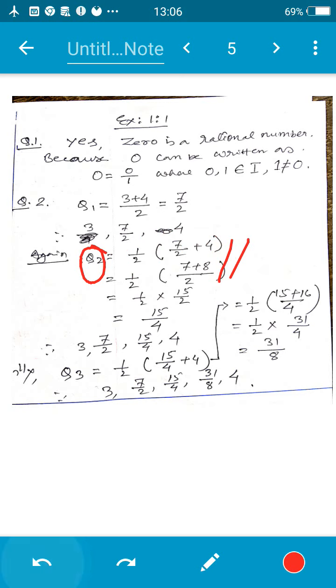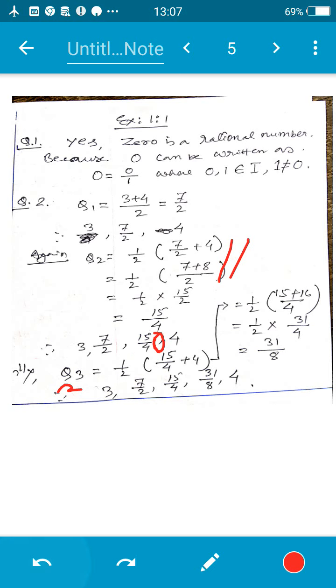Therefore, the places of these two numbers, 7 by 2 and 15 by 4, will be in between 3 and 4. That is the place of 7 by 2 here and 15 by 4 here. Then we may find the third rational number in between 15 by 4 and 4, or in between 7 by 2 and 15 by 4, or in between 3 and 7 by 2. Let us find the third rational number, q3, in between 15 by 4 and 4.